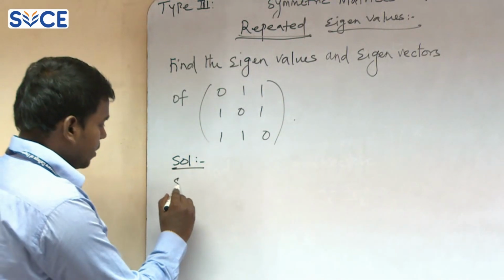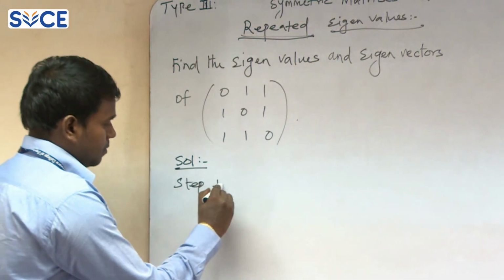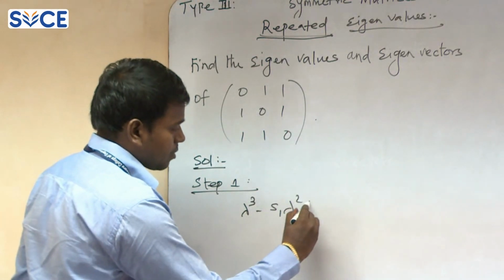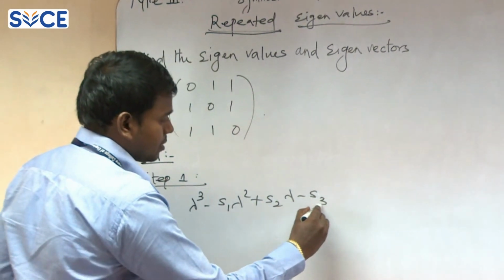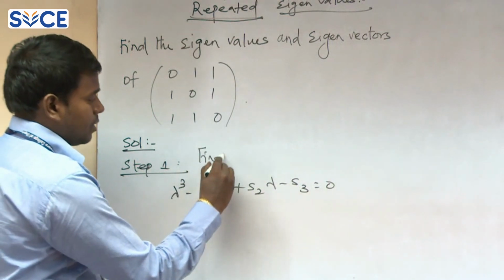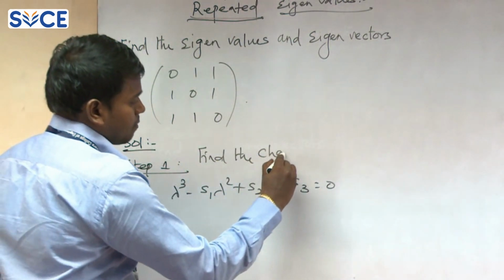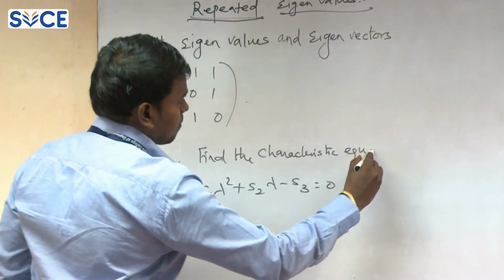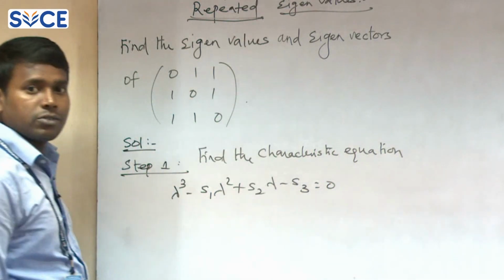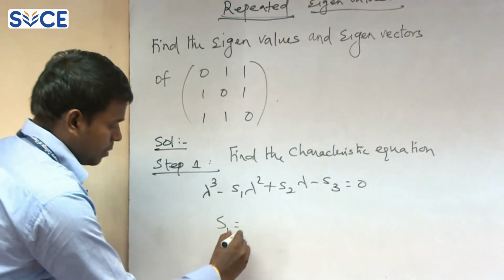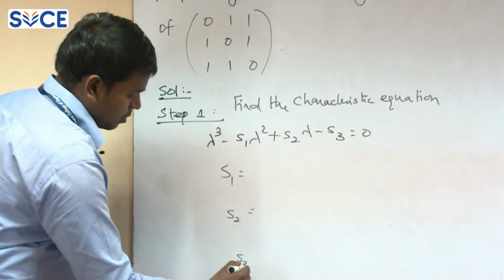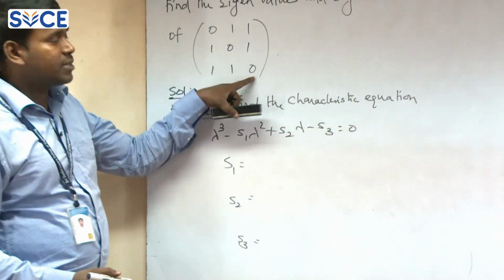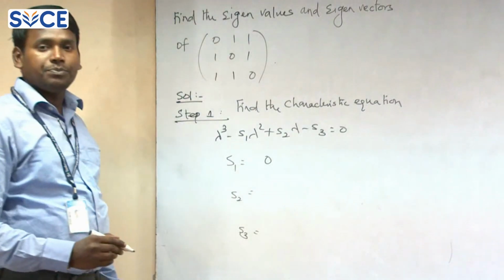Step 1, find the characteristic equation. So, by the formula method, lambda cube minus S1 lambda square plus S2 lambda minus S3 equal to 0. We know how to find S1, S2, S3. S1 is the sum of the main diagonal elements, here our main diagonal elements are all 0. So, the S1 answer is 0.